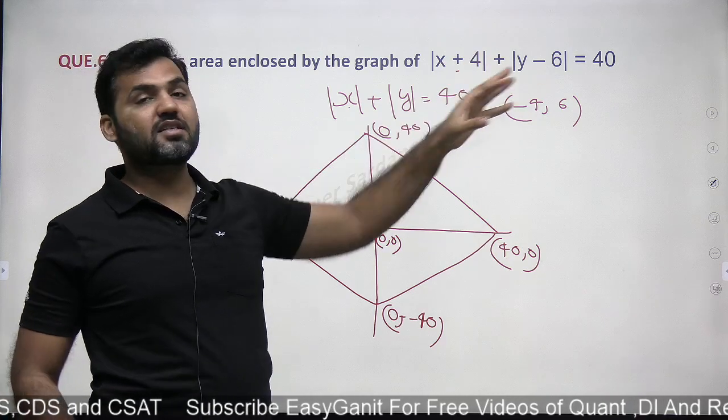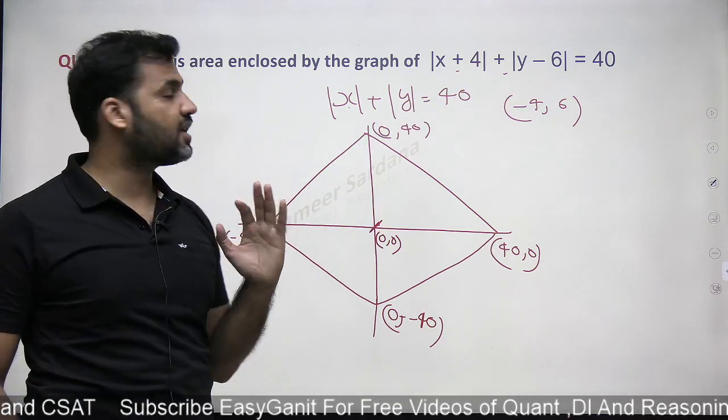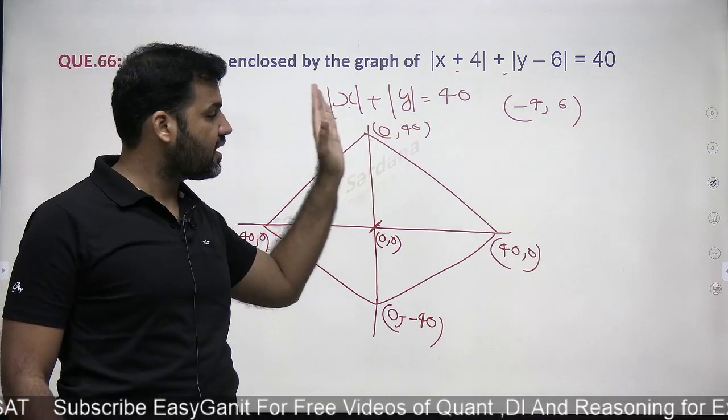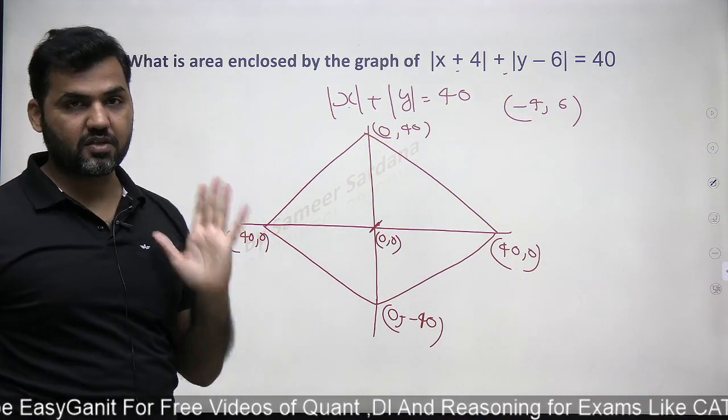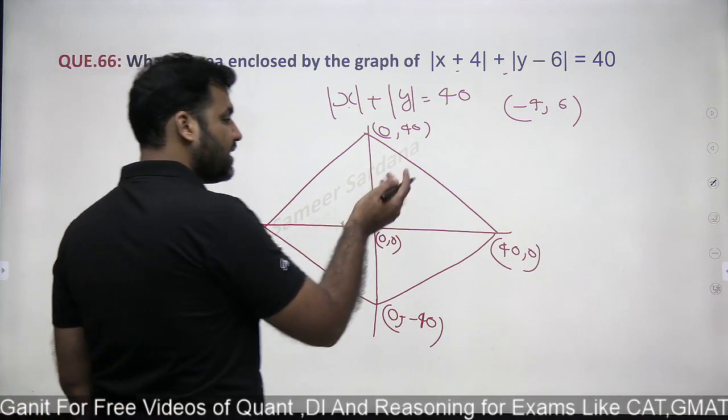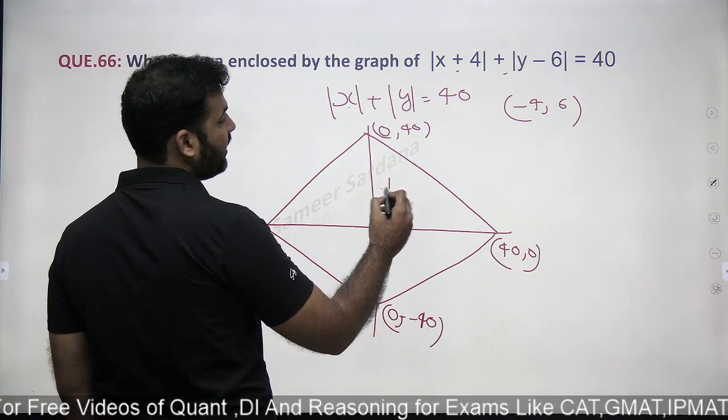Because minus 4 and 6 will only shift my origin, will change the point of intersection, but overall size of the graph will not change by even 0.1%. So therefore, I'll simply draw the graph of this and find out the area.